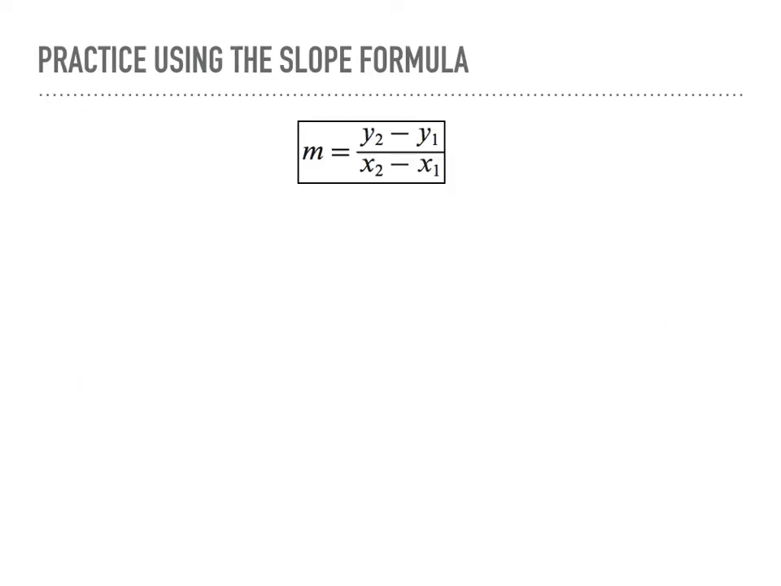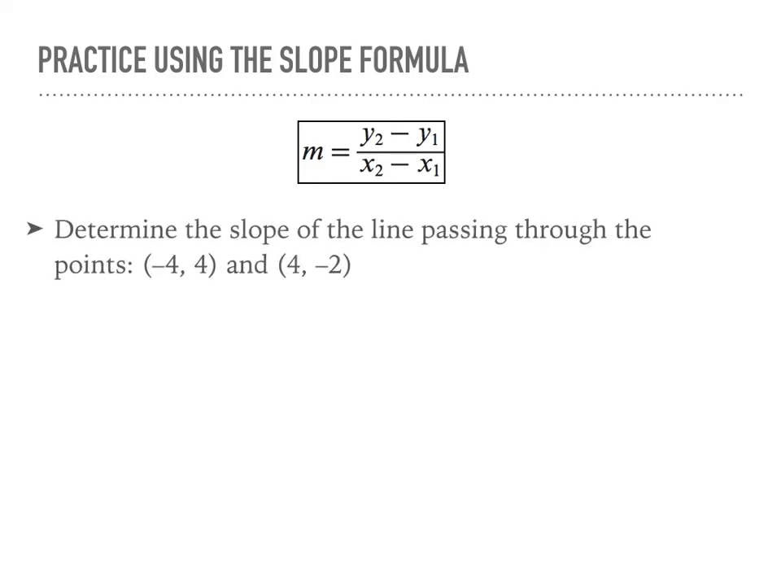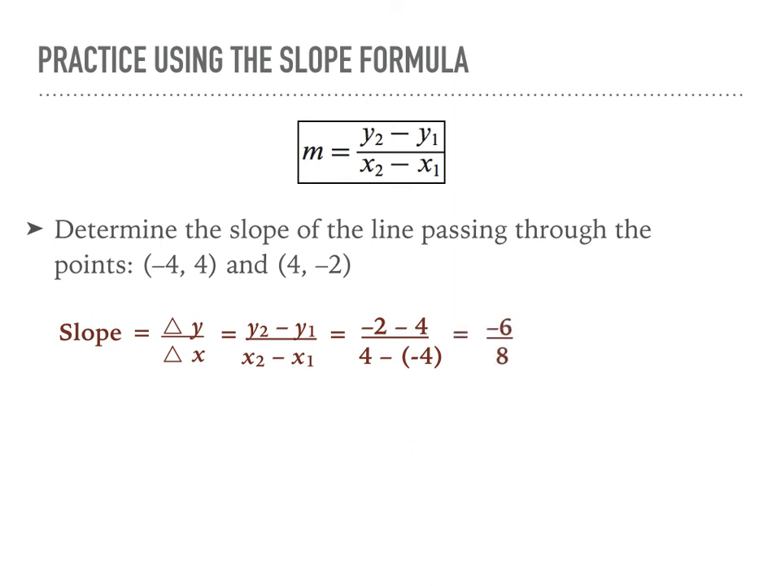Let's try one more example. Finding the slope of a line passing through the points (-4, 4) and (4, -2). We start with our formula, and then we substitute in y2 and y1, x2 and x1. We do the math and we simplify the fraction, and we get -3/4.